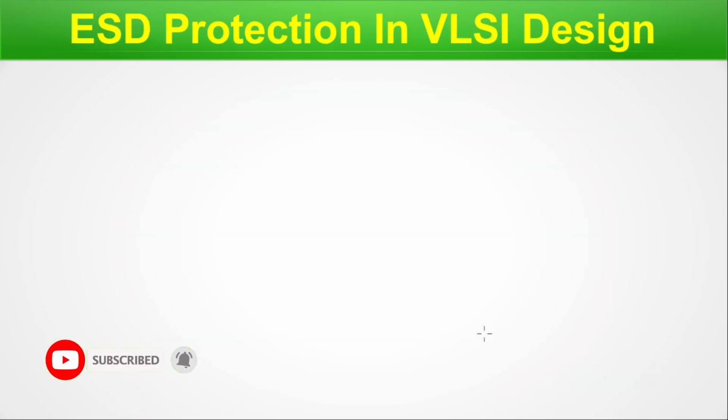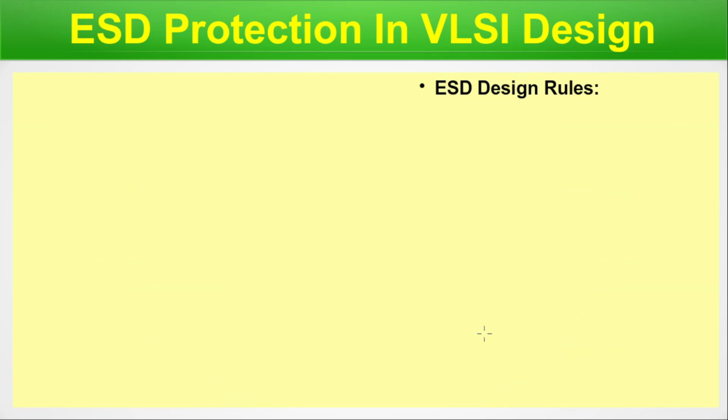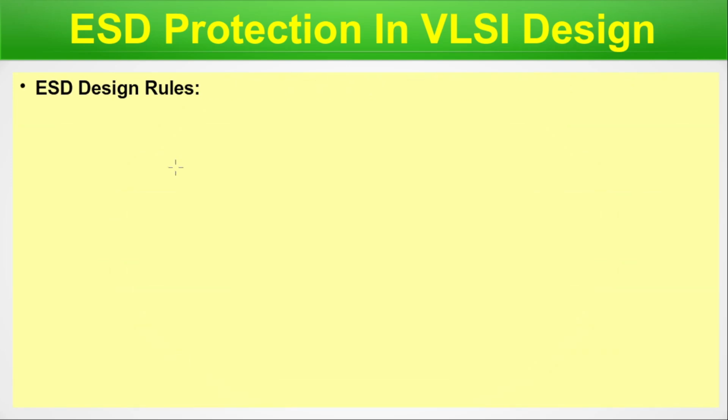ESD protection in VLSI design. Here we talk about the different VLSI steps that we do. First we start with the ESD design rules. Generally we have a physical verification stage where we check the design rules. There we incorporate the ESD design rules that come with the ESD document.